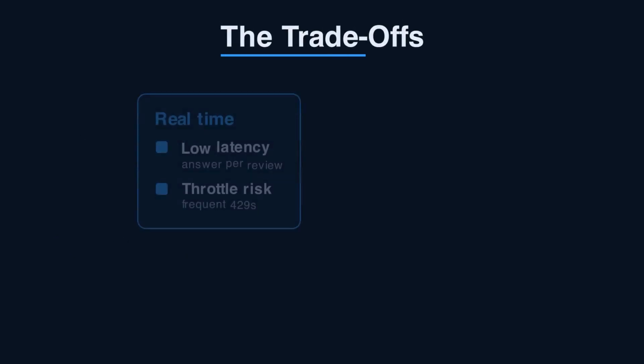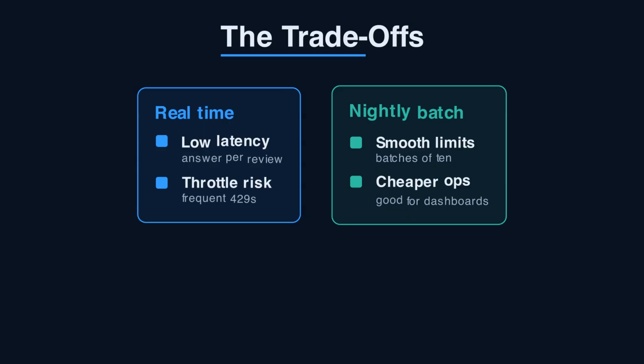Now the design trade-off the architect weighed. Real time per review means low latency but constant throttle risk. Nightly batch chunks reviews into tens, smoothing your rate limits. For dashboards, batch is cheaper and simpler to operate. Choose real time only when minutes actually matter. Pricing tiers shift, so confirm limits in current Azure docs.